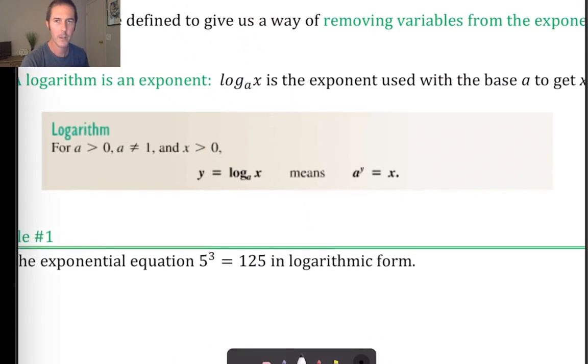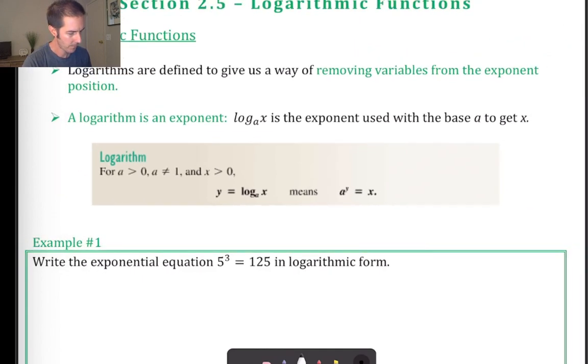In this box right here is a very important conversion that we need to know how to make, and that's converting from a logarithmic equation to an exponential equation, and vice versa. So being able to move back and forth between these two different formats is important.